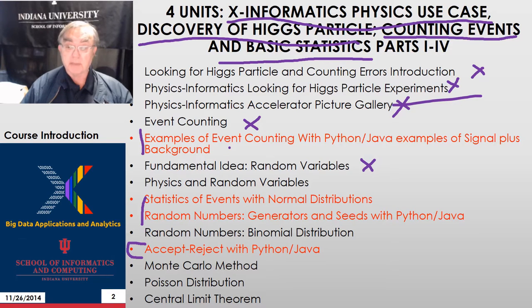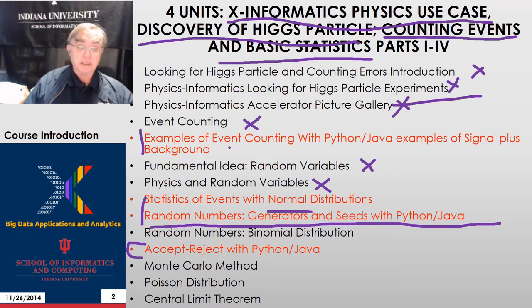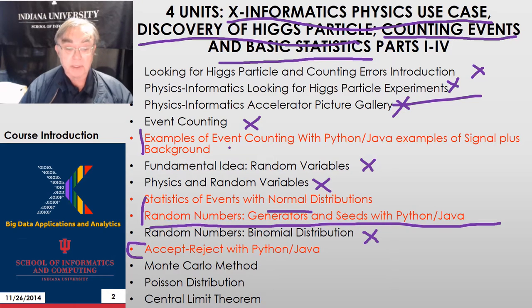We discuss some fundamental concepts in statistics, random variables, how you apply them to physics, and the important concept of normal or Gaussian distributions. Then we have an introduction to random numbers with generators and seeds, because some random numbers are actually generated numerically by generating a sequence by an obscure iterative method, which is guaranteed to produce random answers. Sort of remarkable that it works, but it does. We discuss particular distributions, the binomial distribution, the Poisson distribution.